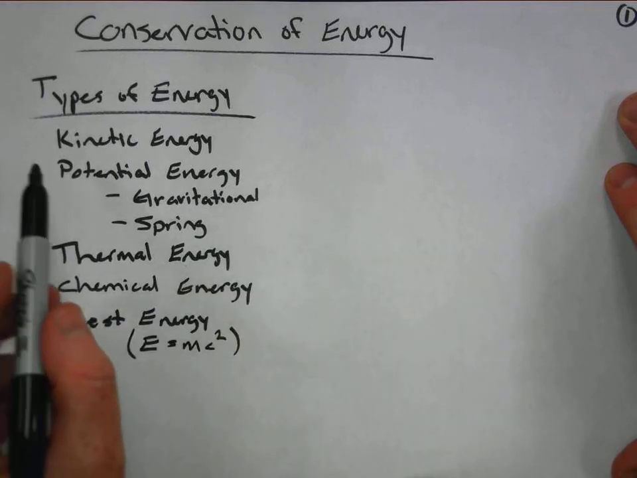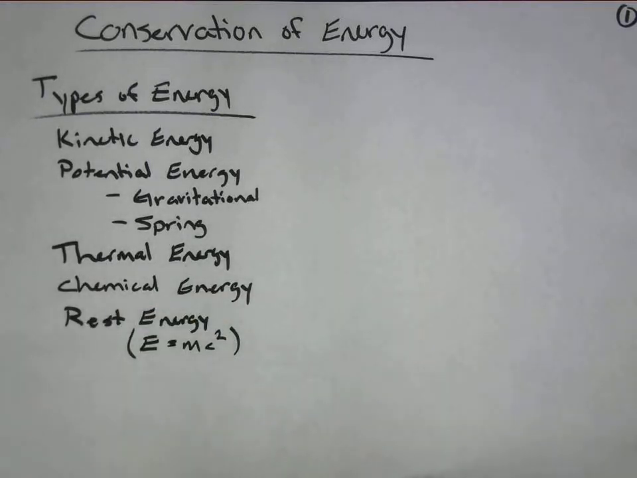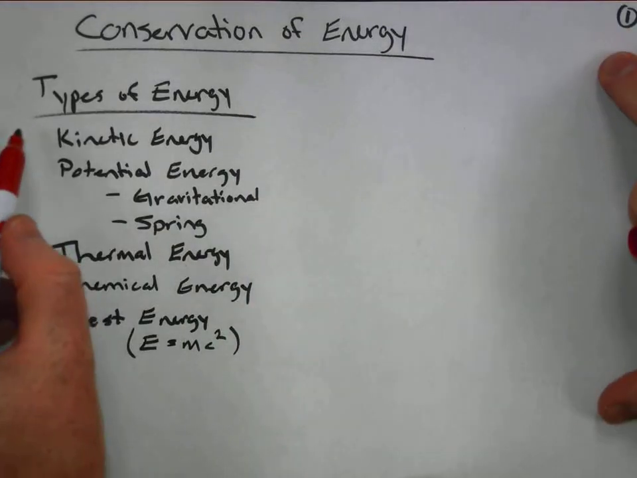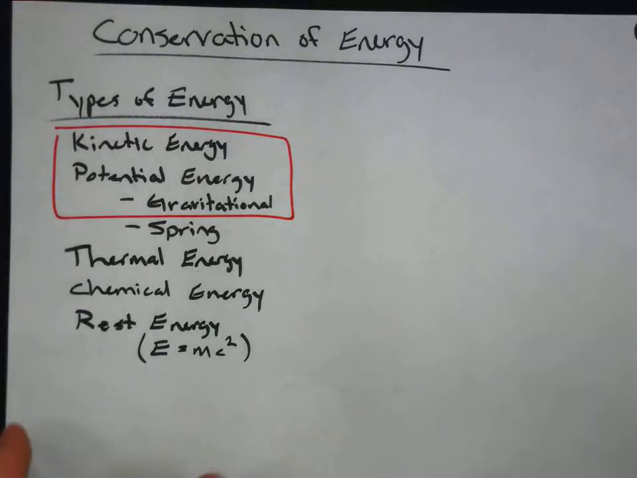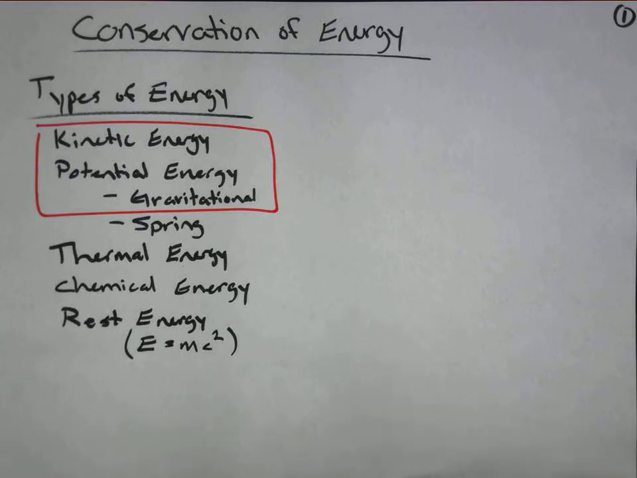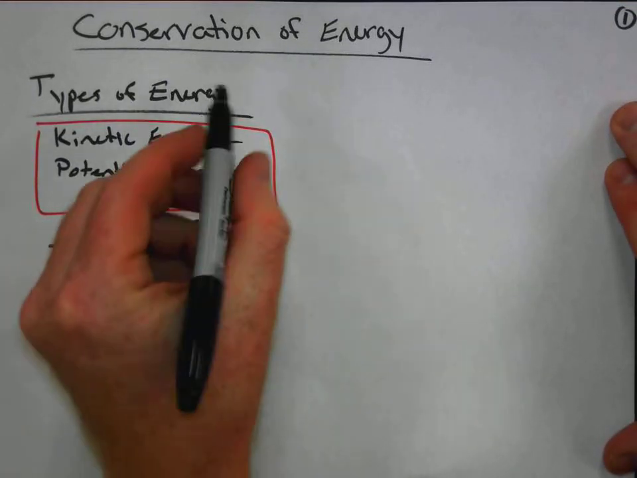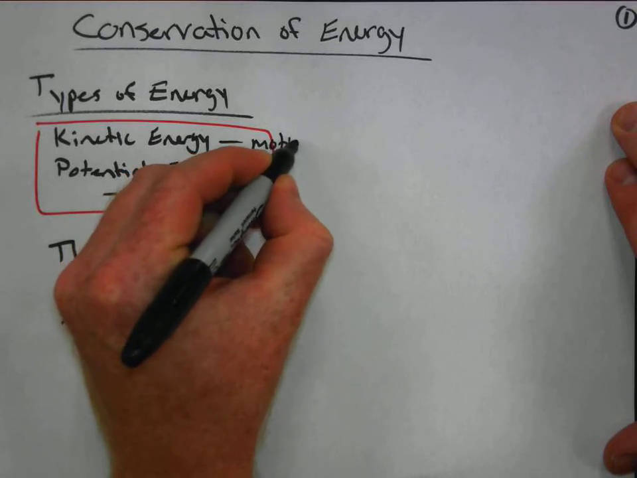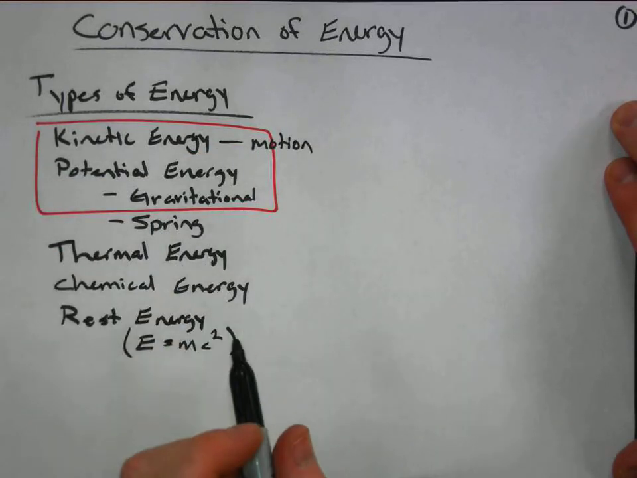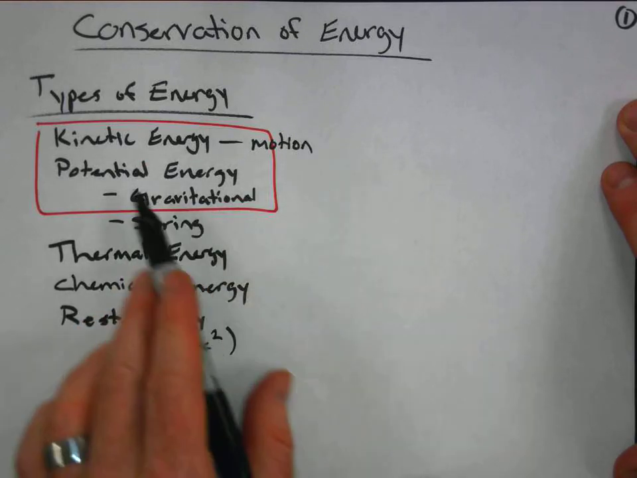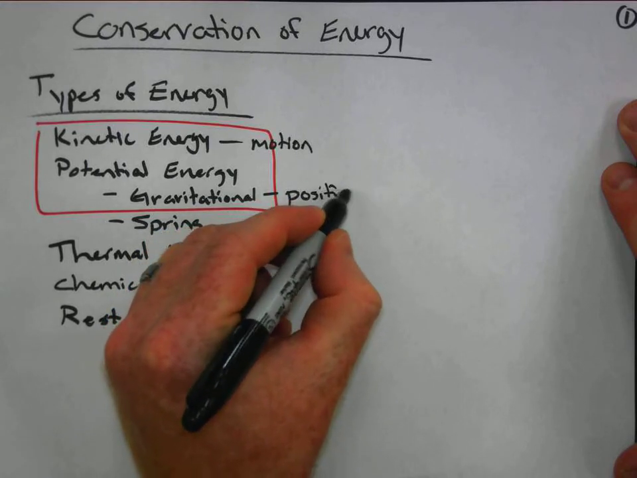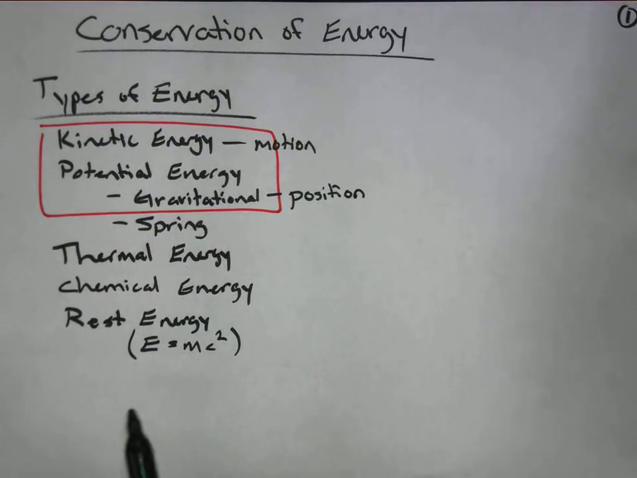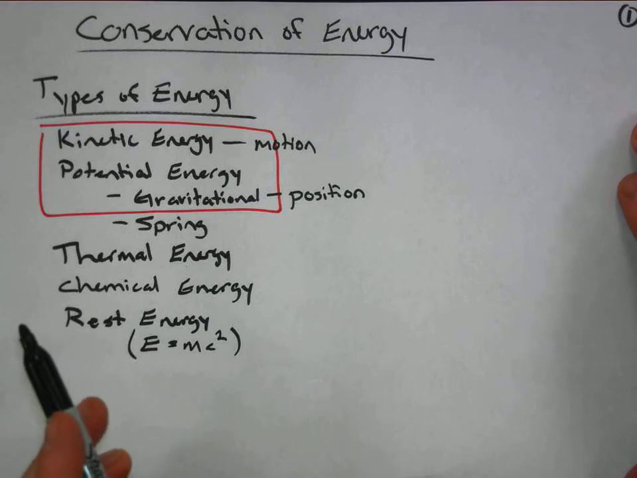However, we are going to focus on just a couple of these different types of energy. We're looking at kinetic energy and gravitational potential energy. Kinetic energy is the energy of something that is moving, motion. And so if it's moving faster, it has more kinetic energy. Potential energy, gravitational potential energy, is the energy of an object's position. So an object on a low shelf has a small amount of potential energy. An object on a high shelf has more gravitational potential energy.